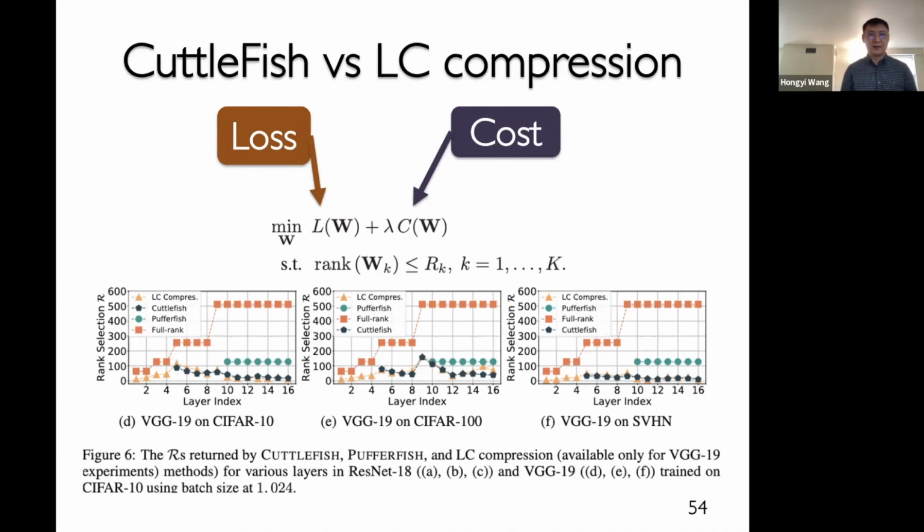But what we can see here is that our method, CuttleFish, is basically the dark blue dots here. And the LC compression is basically the triangular dots here. So you can see using our heuristic, they actually match up with the explicitly optimized rank selection very well. That basically means you can have a near optimal rank selection during training. That means you don't have to pay any extra computation, and you can just use that to guide you to select the near optimal rank that can give you the speedup in the training for both computation and communication.